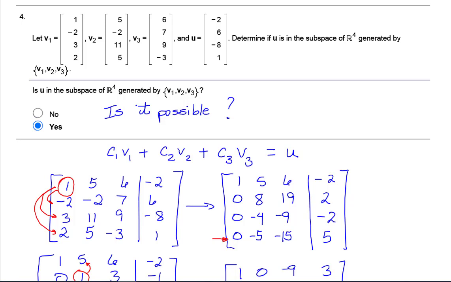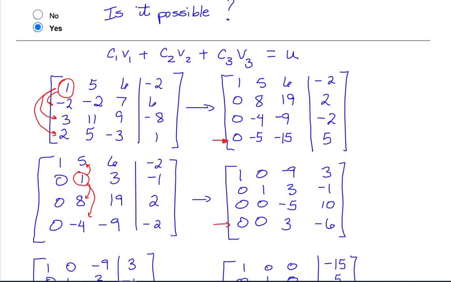All right, in this case, we have a U in R4. Is it possible to find C1, C2, C3 where the sum is going to be equal to U? So again, we got V1, V2, V3, and U. I'm looking to see if I can solve this for my constants.